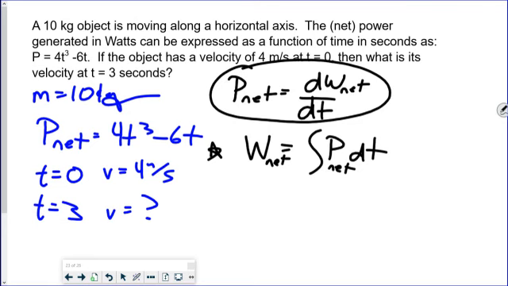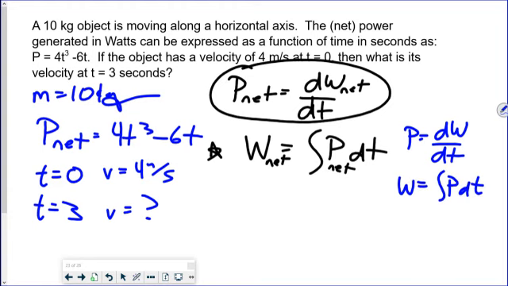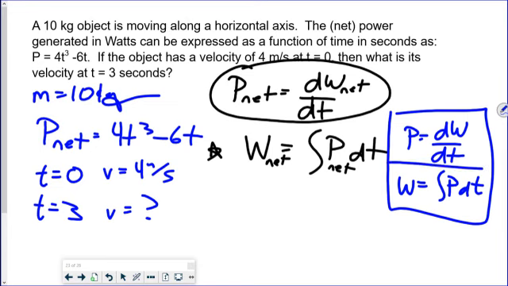So these are two equations. Power is the derivative of work with respect to time. That's a thing always. And work is the integral of power with respect to time. Also a thing. Put those on your list of equations. For us, we're given this power equation. If I integrate it, that'll give me my work, specifically our net work in this example, which is our change in kinetic energy. So that's the path we're going to take here.